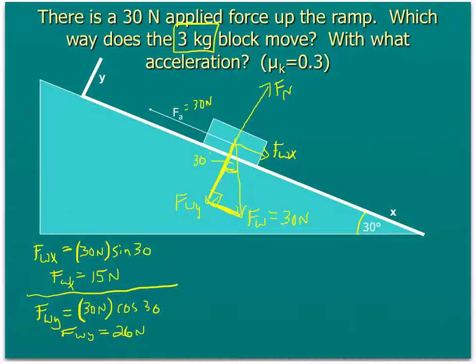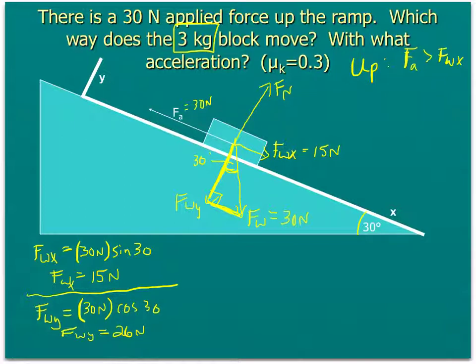Okay. Now, if Fwx is equal to 15 newtons and the applied force, which is being applied up the ramp, is 30 newtons, that tells me that this block is going to move up the ramp, okay, because Fa is bigger than my Fwx. Now we just need to figure out with what acceleration.